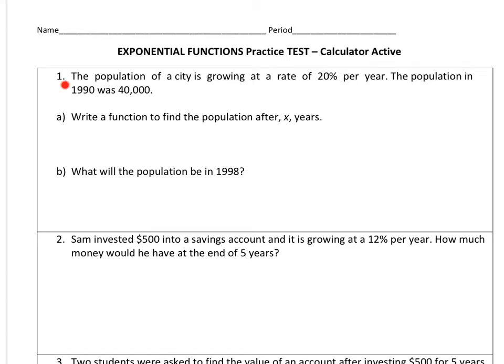together. It says the population of a city is growing at a rate of 20% per year. The population in 1940 was 40,000. So I can see that my initial amount is 40,000 and my rate is 20%. Now I also see the word growing, so that tells me this is going to be an increase.